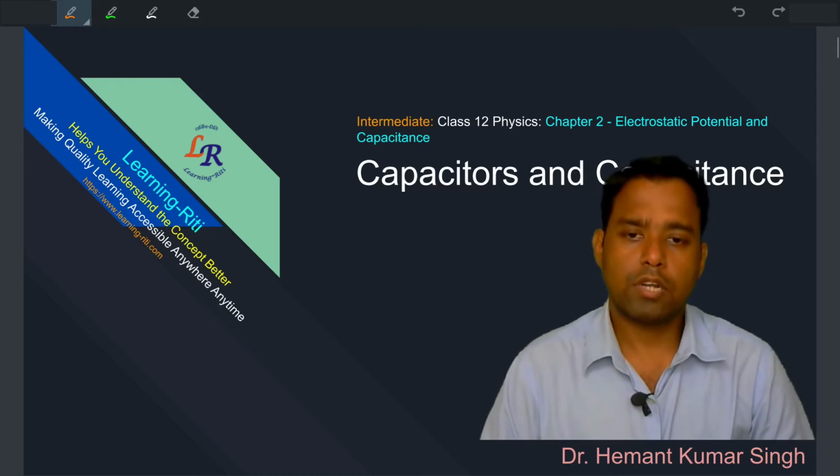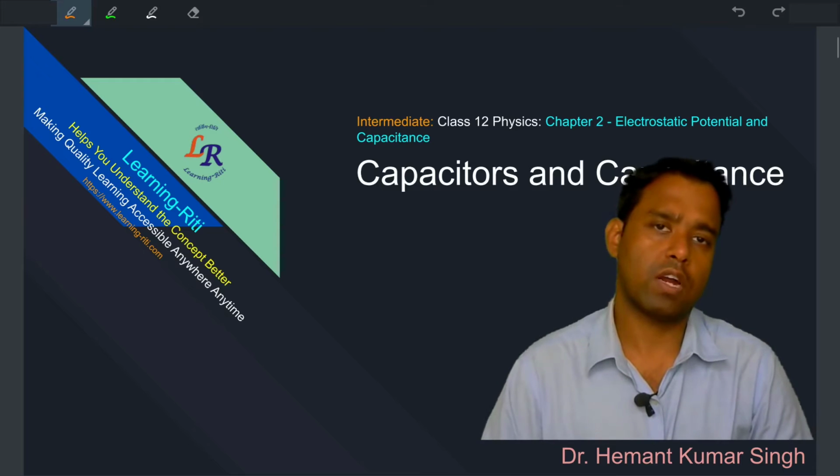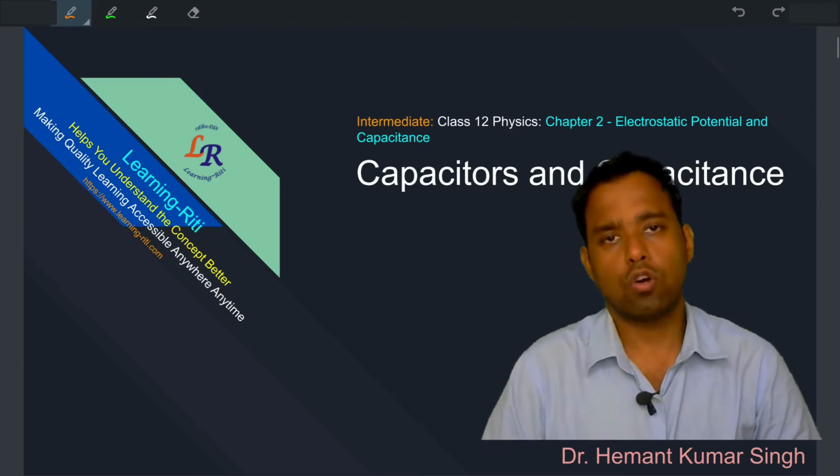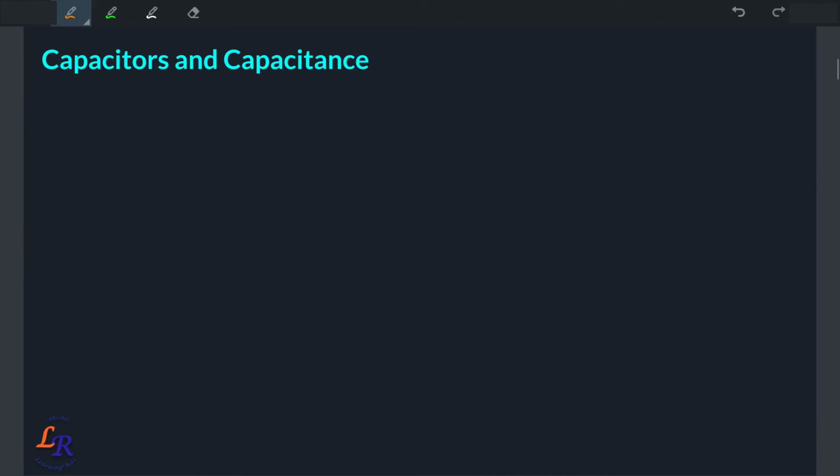Namaskar. So now let's have a look at the capacitor and capacitance, how we can calculate it, and what the basic concept behind it is. So let's begin and have a look at the properties. You can say the capacitor is a system of two conductors separated by an insulator.